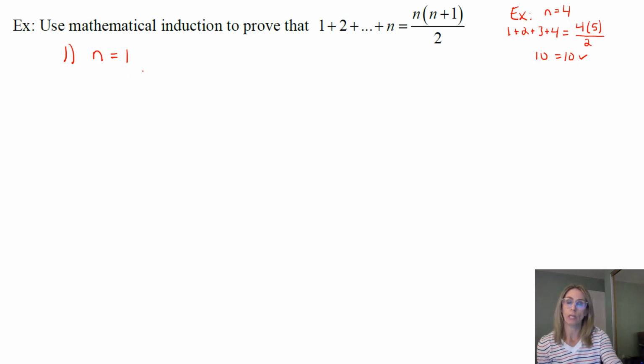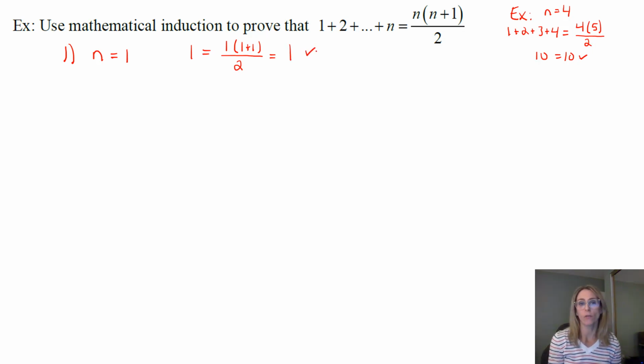So back to the first thing we need to show: we need to show that it's true when n equals 1. On the left-hand side, we just have 1. And then on the right-hand side, we put in 1 where we see n. So 1 times 1 plus 1, over 2, which, as you can see, is 2 times 1 over 2, which is just 1. So this is satisfied for n equals 1, and that is the first step in mathematical induction.